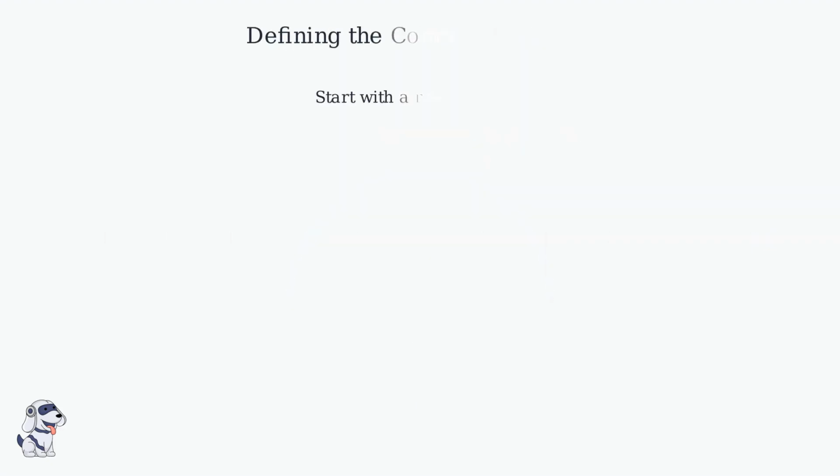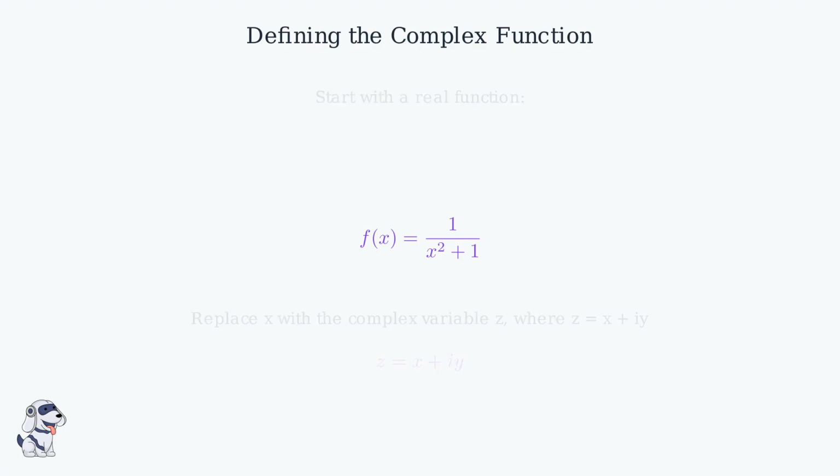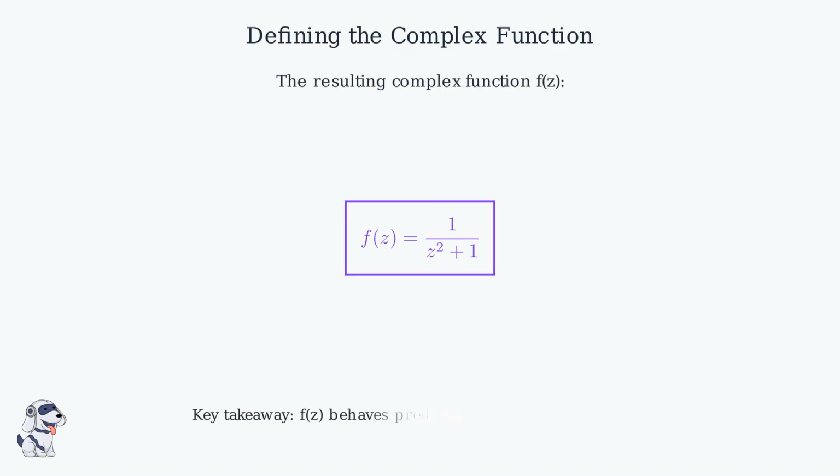The first step is to take our real function, which depends on a single real variable x. To move into the complex plane, we substitute the real variable x with the complex variable z, defined as x plus i times y. This gives us our complex function, f of z. By extending the domain to the complex plane, we gain the ability to navigate around singularities.